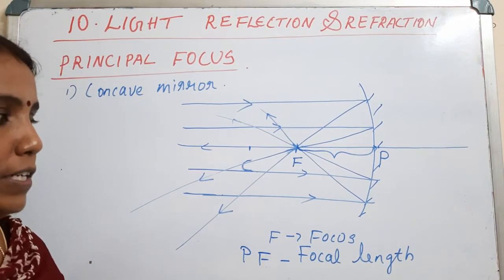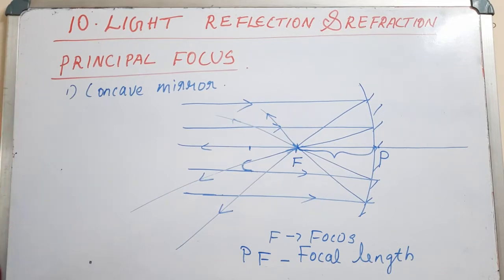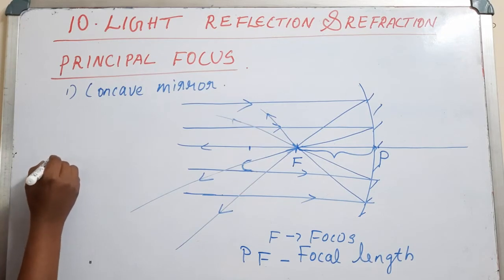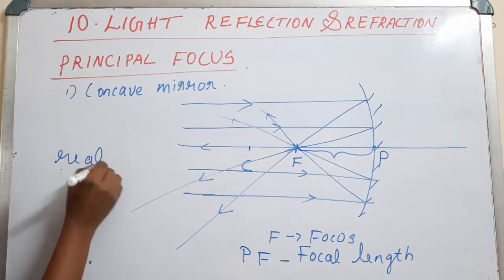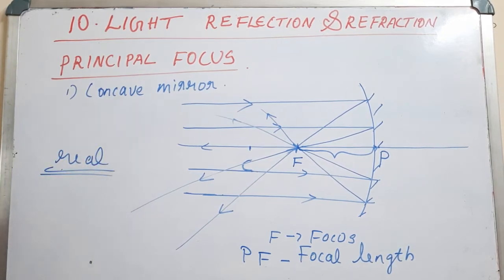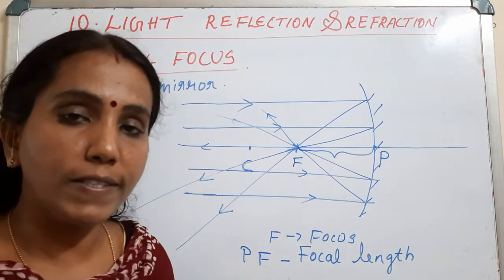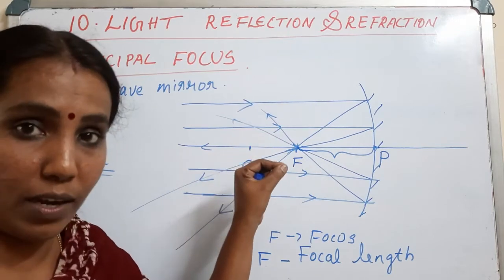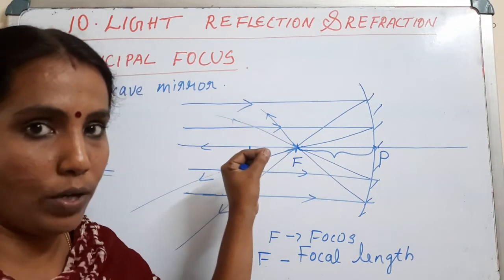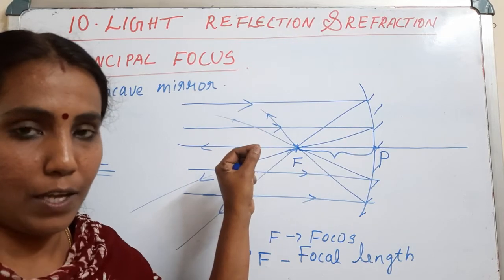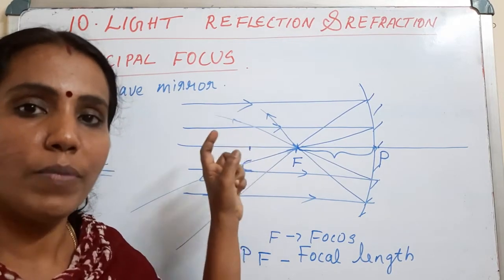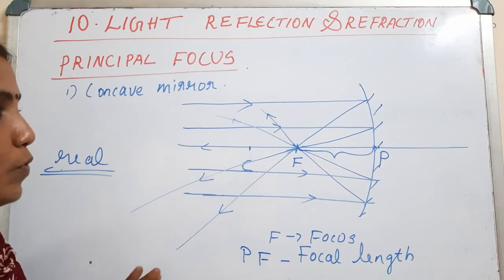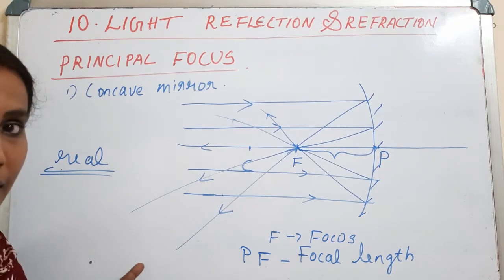Now one more point we will discuss here. We say the principal focus of concave mirror is a real focus. What do you mean by focus is real? Actually, the reflected rays are converging. They meet at a point on the principal axis. So since they really meet, that point we call a real focus. So the focus of a concave mirror is real.